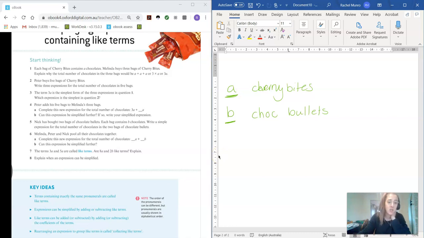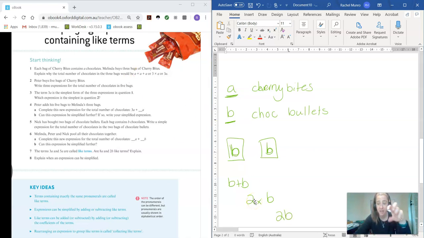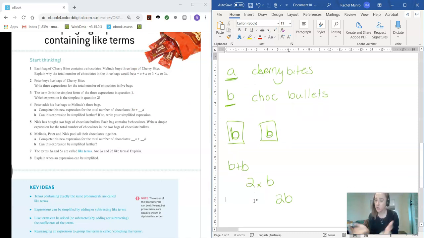So he's got 2 bags of chocolate bullets and each one has B number of chocolates. So what we're saying is we've got a B bag and we've got another bag with B in it, okay? So we don't know how many there are at this point, so we call it B. So again, we've got B plus B for how many bullets we've got all together, or we've got 2 times B, or we've got 2B. All right, so that is how you would write it. And remember, it's a B now because it's chocolate bullets. We're talking about a different type of chocolate, so we can't just use our A because that represents our cherry bites.